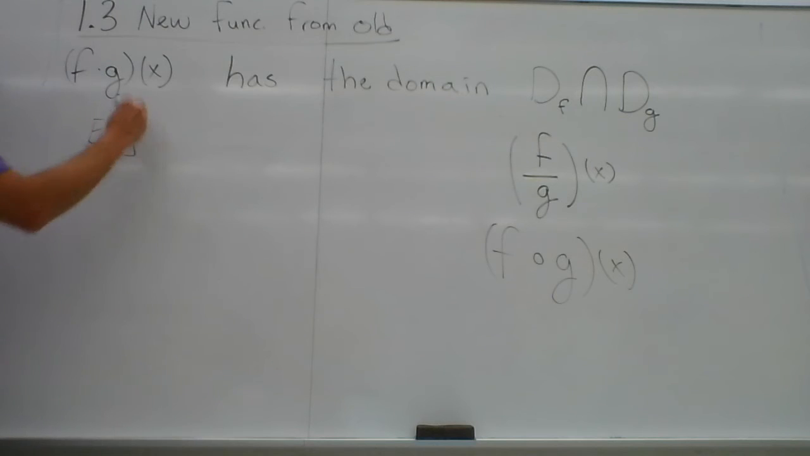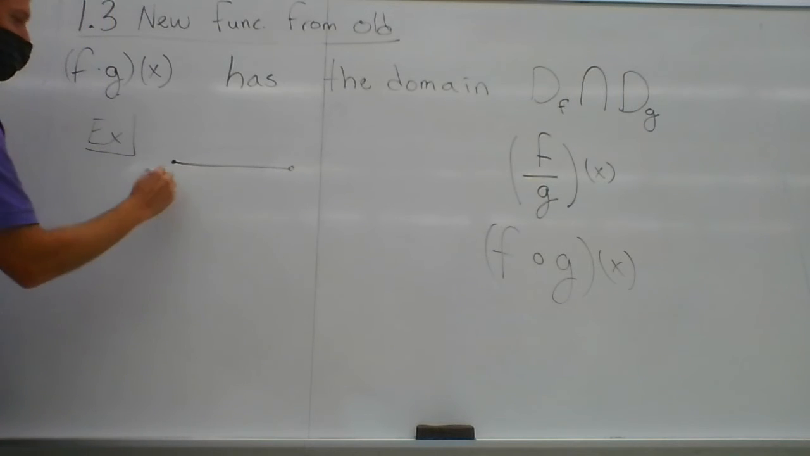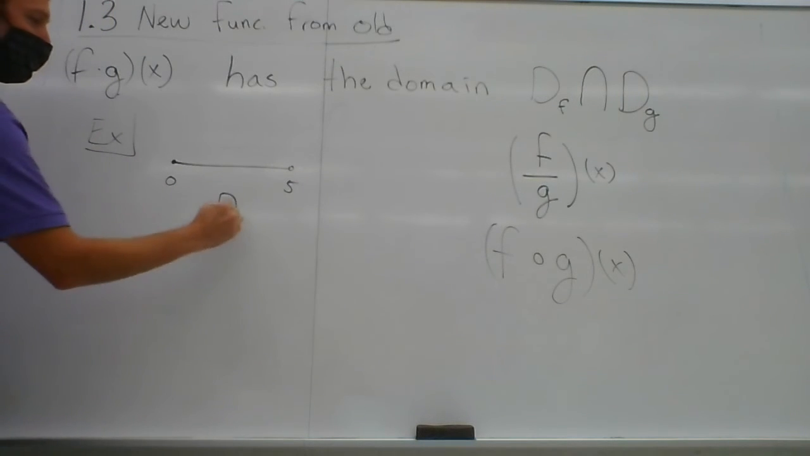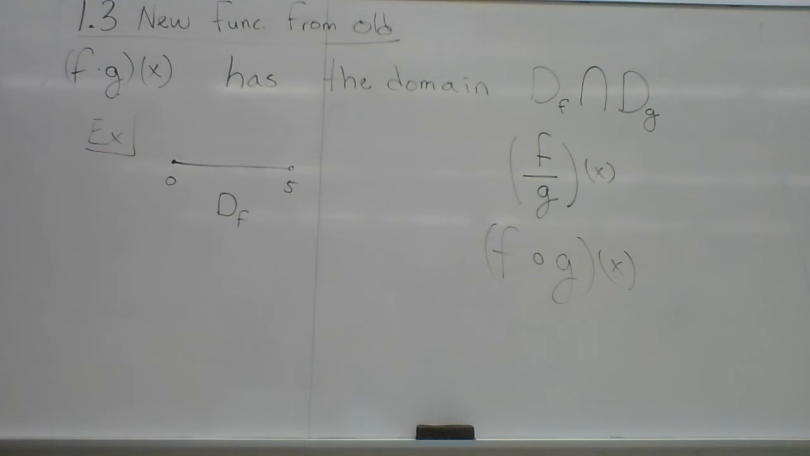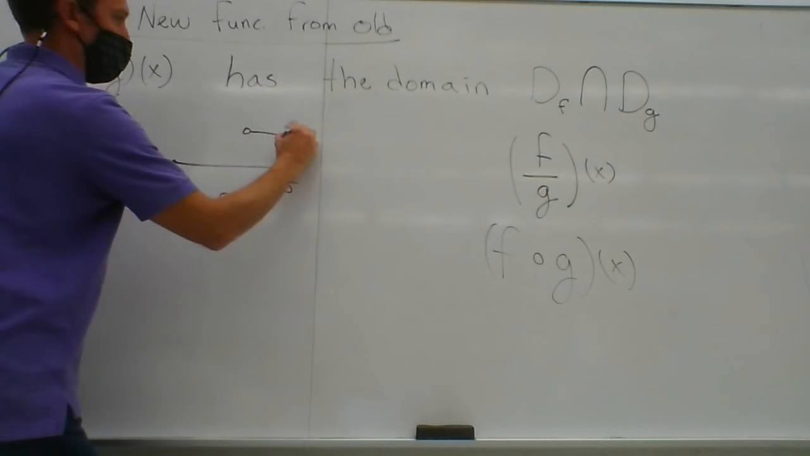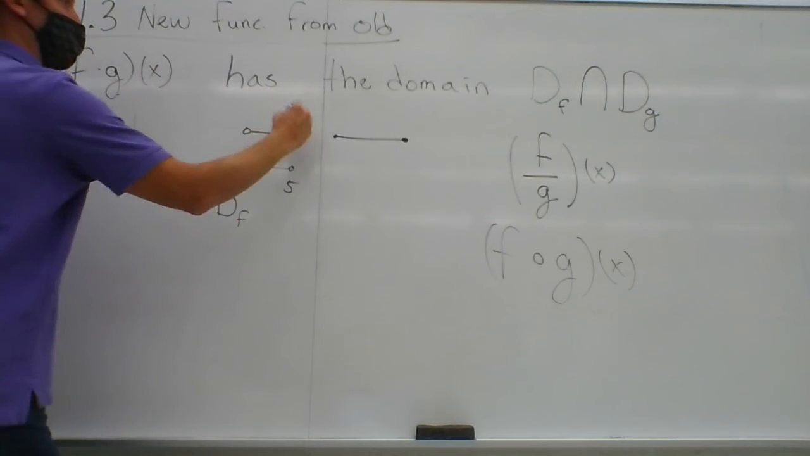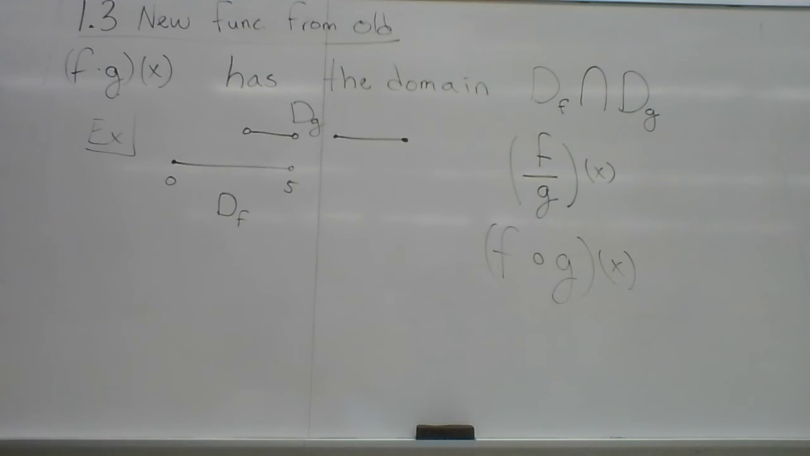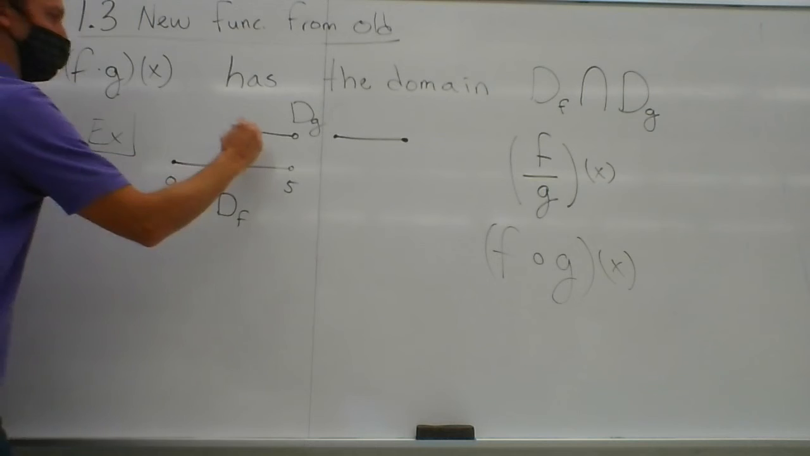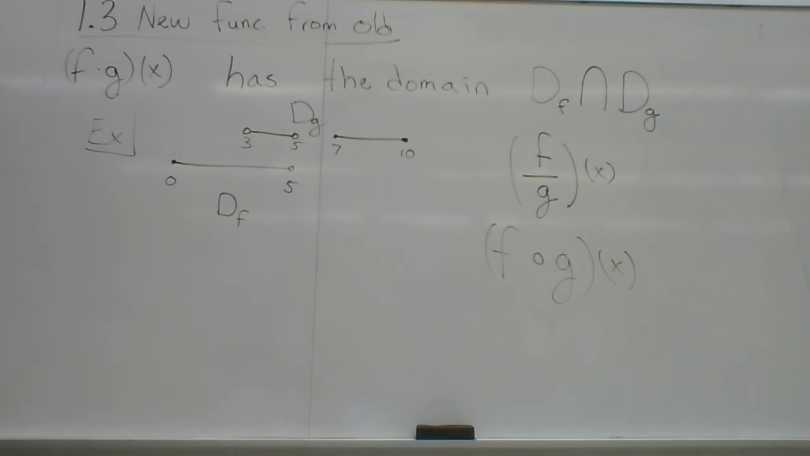Example, let's say this is 0 to 5, this is d of f. This is the set of all numbers I can plug into the function f and get something out. Here's d of g. It's actually two separate intervals that are split apart by something. This one's 3 to 5, and this one's 7 to 10. Two intervals, but those are the numbers you can plug into g. What numbers can you plug into f times g?